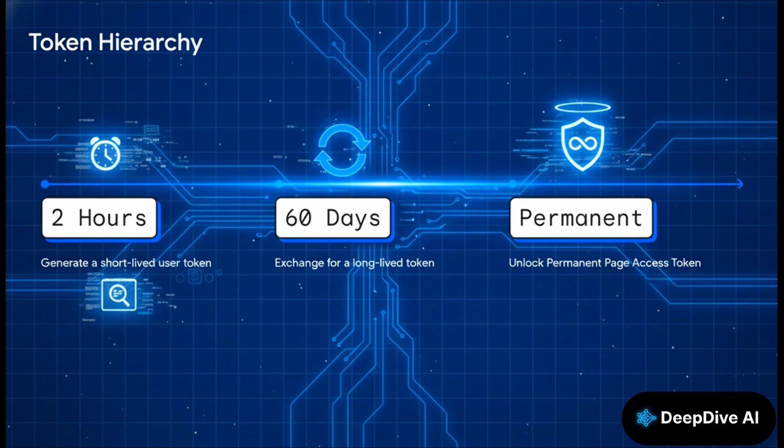Next comes the exchange. You use a GET request to swap that flimsy 2-hour token for a 60-day long-lived token. But hey, we're building automations here. We don't want to reset our entire system every 2 months, right? So to go permanent, you take that 60-day token, you query your user ID, and then here's the magic trick. You hit the Accounts node. That final step unlocks your permanent page access token. This token literally never expires unless you go in and change your password or manually revoke permissions.